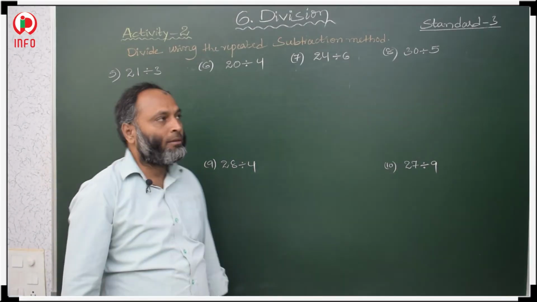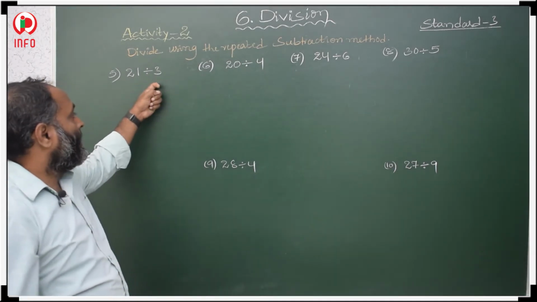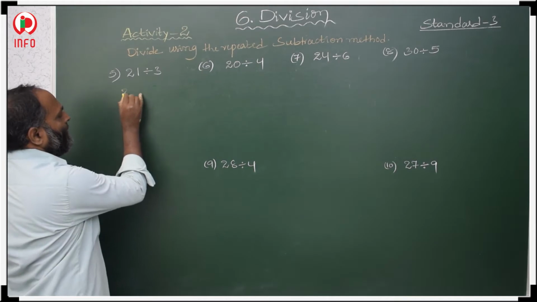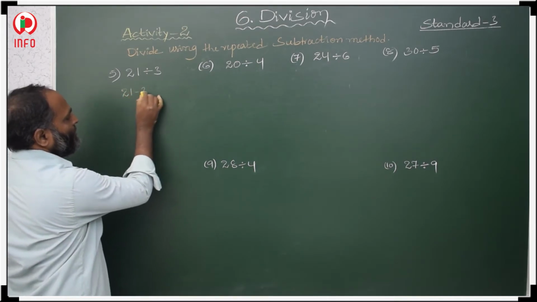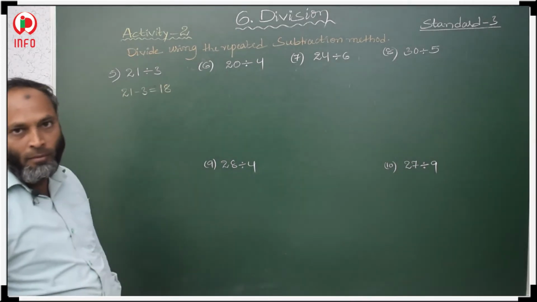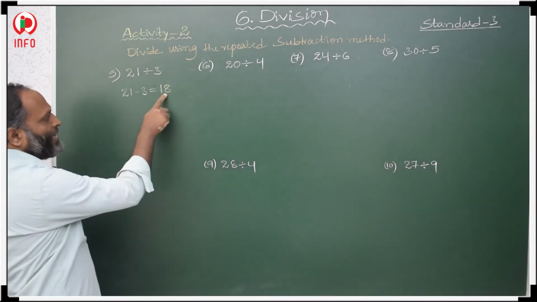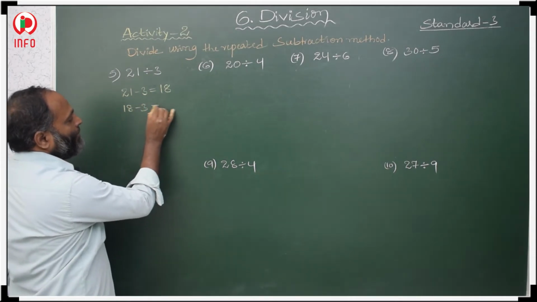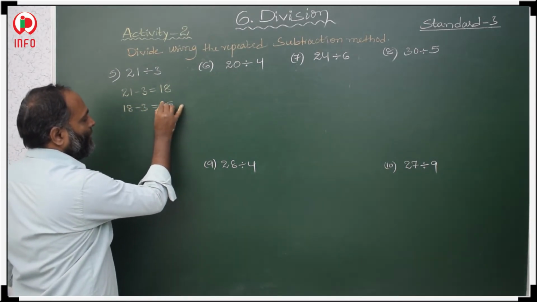Now, next question. 21 divided by 3, repeated subtraction. See here, 21 minus 3 we have to take. 21 minus 3 is what? That is 18. So then this 18, this remainder minus divisor again. 18 minus 3 is 15.